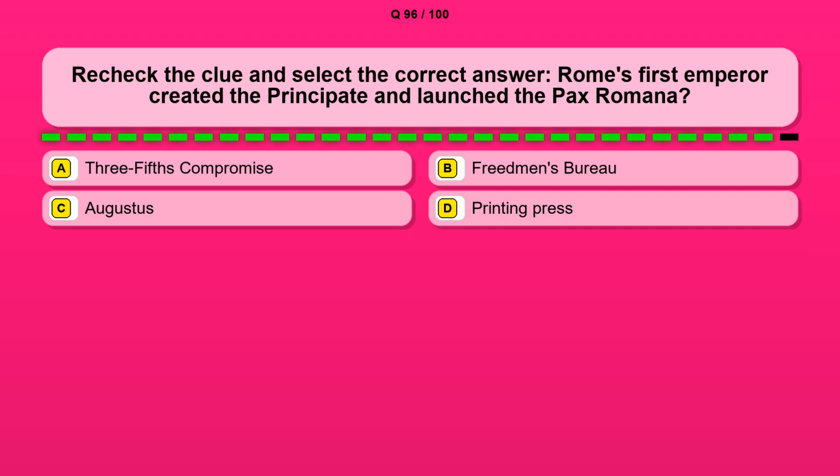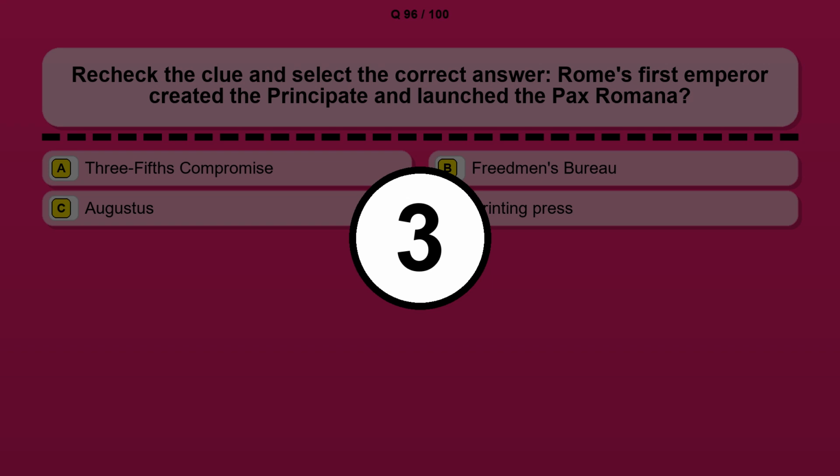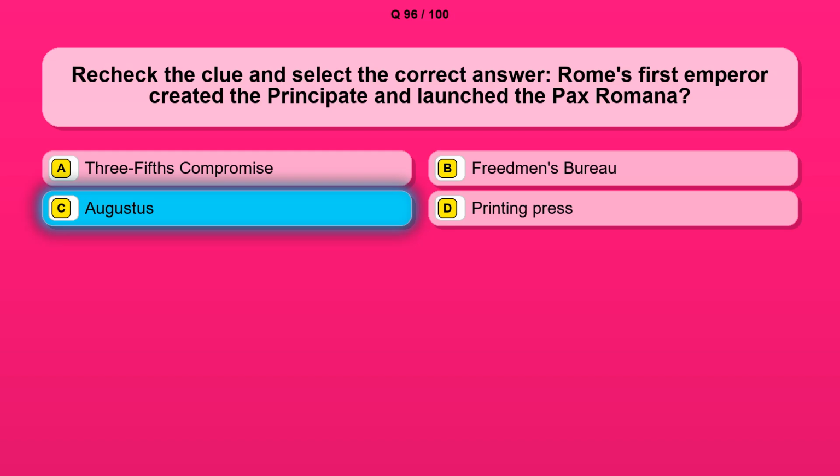Question 96. Recheck the clue and select the correct answer. Rome's first emperor created the Principate and launched the Pax Romana. Option A, 3-5 Compromise. Option B, Freedmen's Bureau. Option C, Augustus. Option D, Printing Press. The correct answer is option C, Augustus.